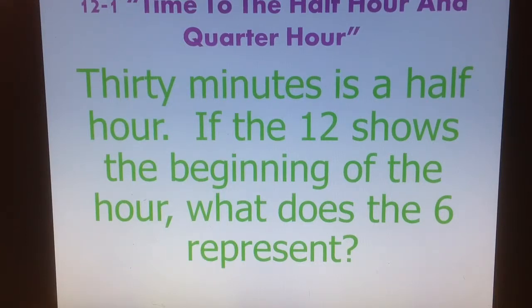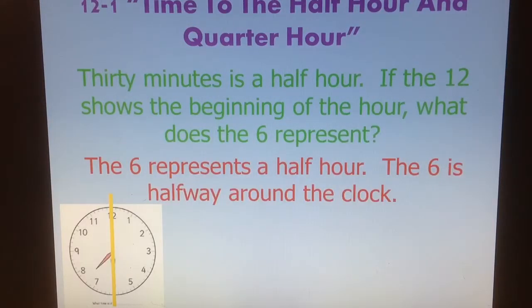If the 12 shows the beginning of the hour, what does the 6 represent? The 6 represents half past the hour. The 6 is halfway around the clock, so now I've divided the clock in half, and you can see that if it's pointing straight down to where the 6 would be, half of the hour has passed if it started at the 12.